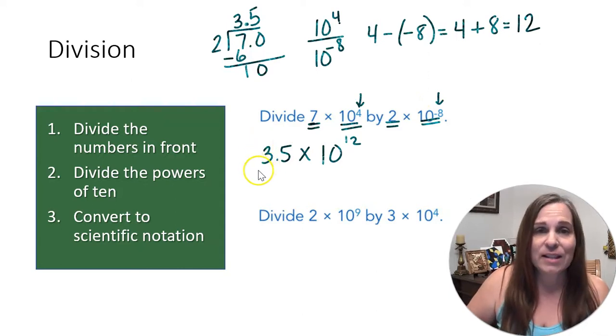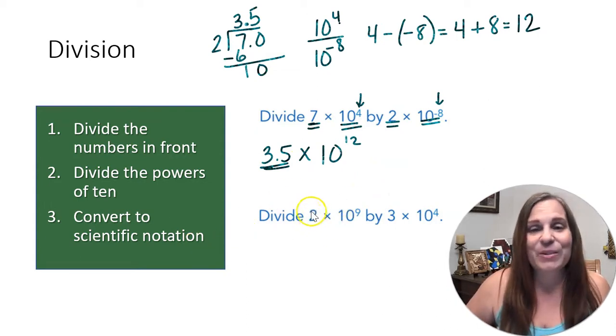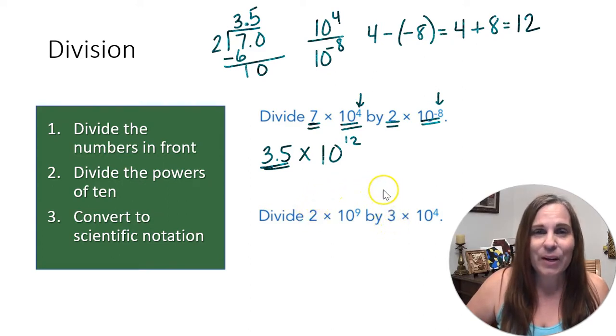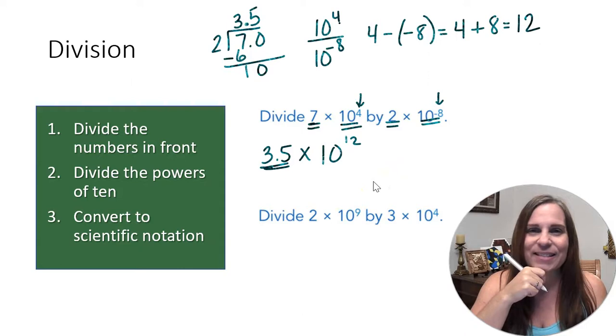This answer is in scientific notation because 3.5 is larger than 1 but less than 10. All right, how about this one? So I've got 2 and 3. What happens when I do 2 divided by 3? Anyone know what that equals?